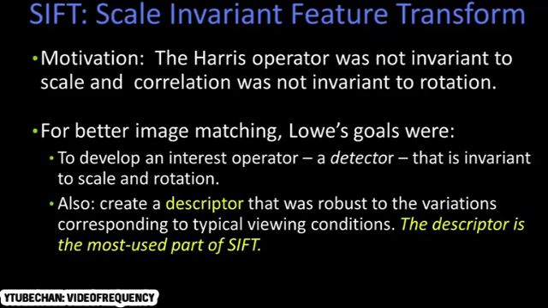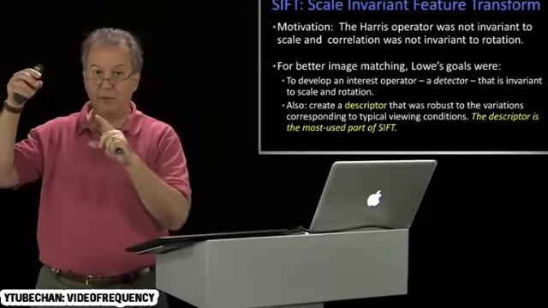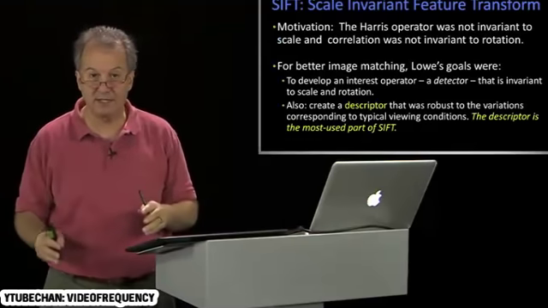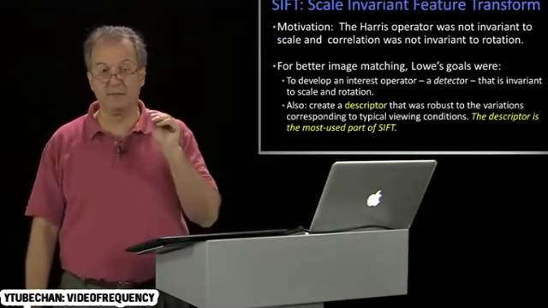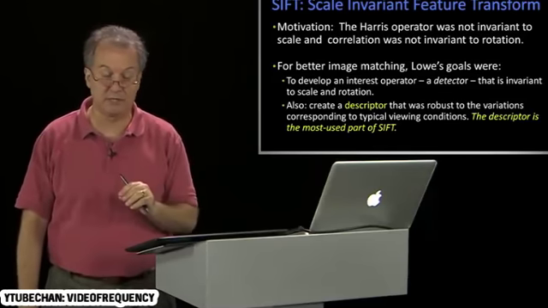One was an interest operator, a detector that was invariant to scale and rotation. And we talked about the SIFT detector last time, right? We talked about finding the maxima of the difference of Gaussians both in scale and in space, and that by doing that you could determine the natural scale, or I should say the right scale. But the other part of SIFT was building a descriptor, that is the description of the neighborhood, that was robust with respect to variations corresponding to viewing conditions. So as you scaled the neighborhood, when you found the right scale, if you changed the brightness a little bit, as you rotated, and those kinds of things, you'd build a descriptor that would be robust under those transformations.